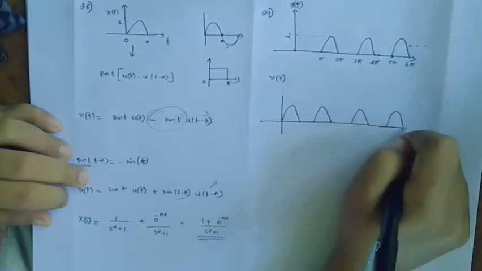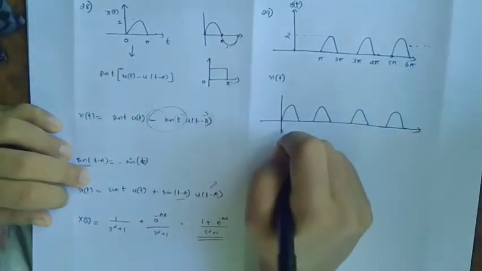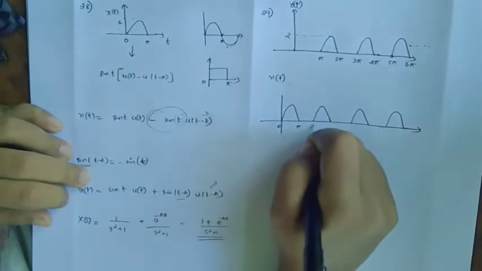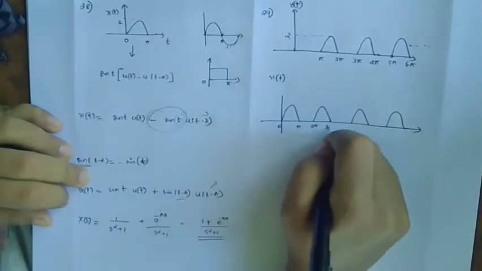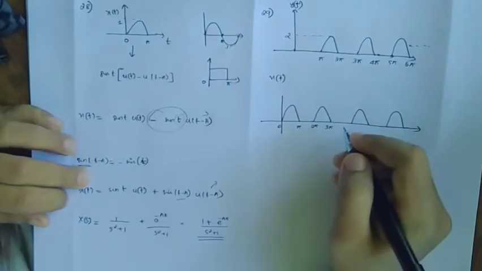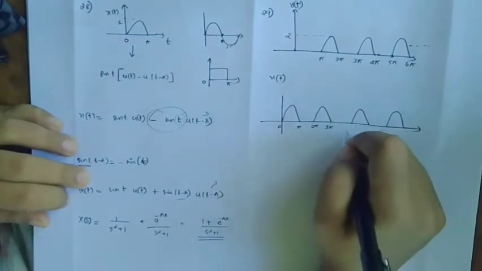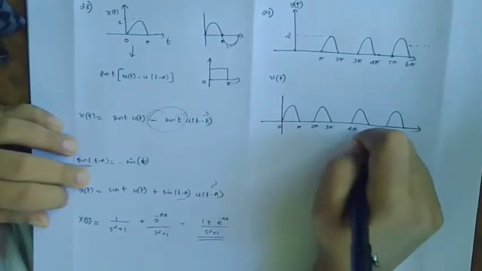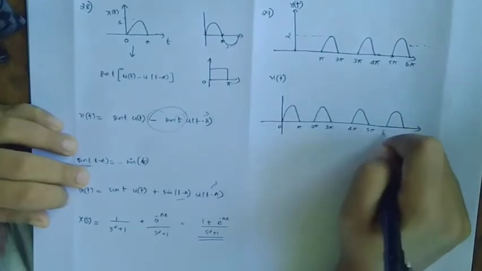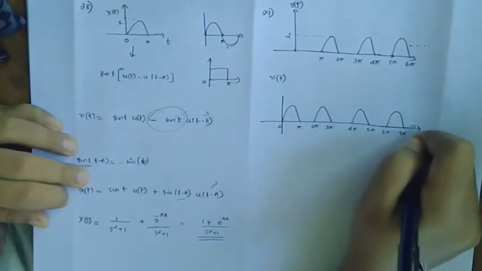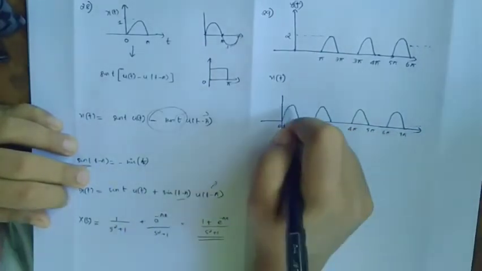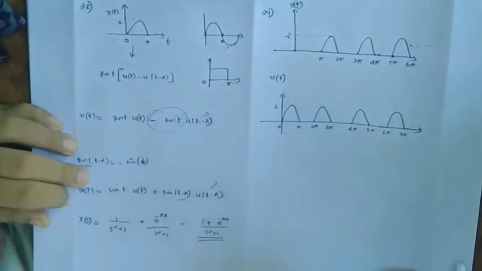At last, we will consider the y of t. This is 0 to pi, again this is 2 pi, 3 pi, 4 pi, 5 pi, 6 pi, 7 pi and so on. This is our x of t. And I am just going to find out the Laplace transform of x of t.